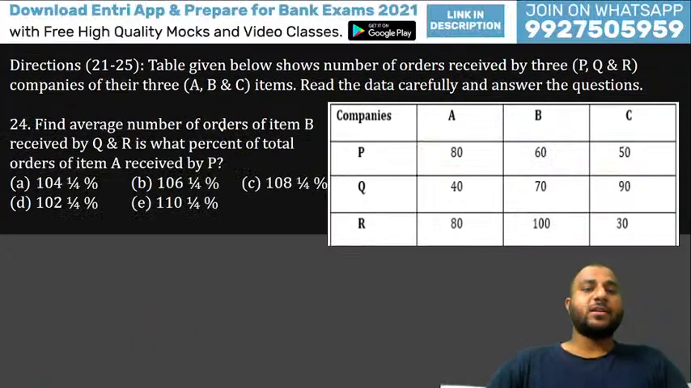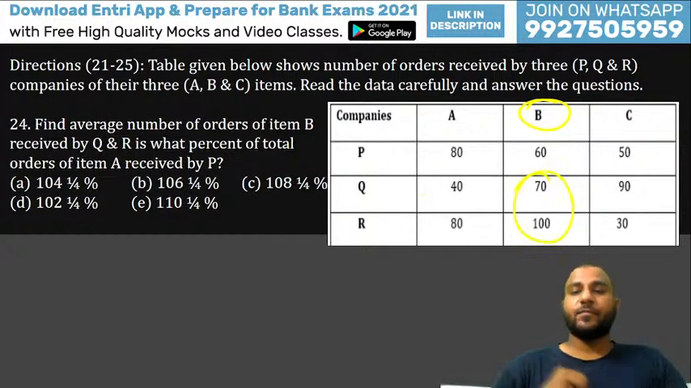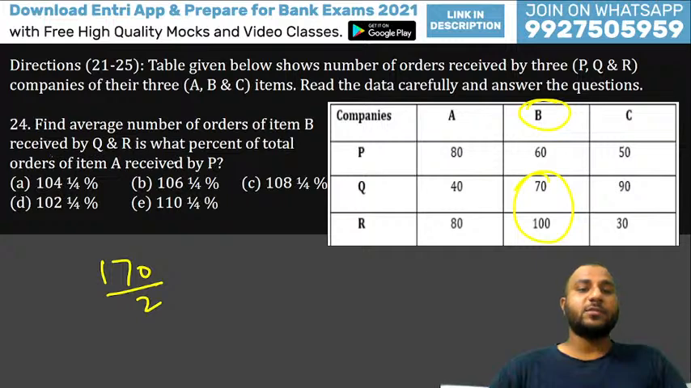Next, find average number of orders of item B received by Q and R. So item B received by Q and R. Look at this. 170 divided by 2. Find average number of orders of item B received by Q and R is what percent of total orders?